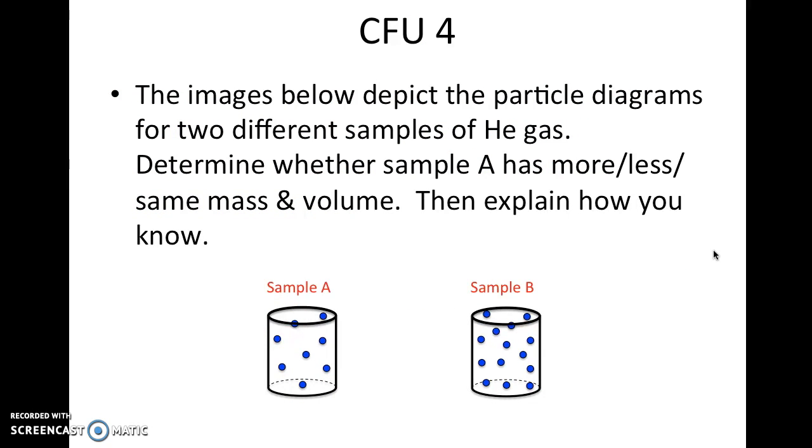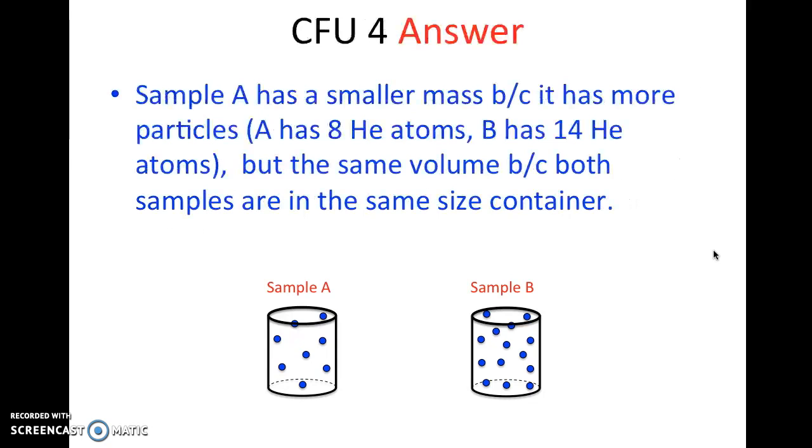Okay, here's the last one. Again, it's the same question, so pause the video, and then after you pause it, get ready to check your answer. Okay, so sample A has a smaller mass because it has fewer particles. A has only 8 and B has 14, but the same volume. Both of the containers are the same size, so the volumes are the same.